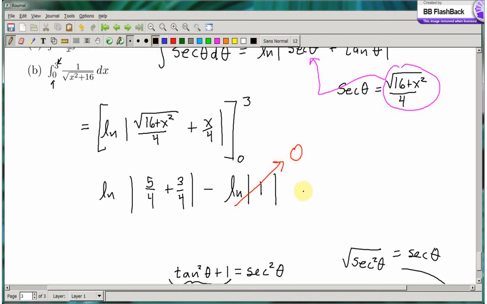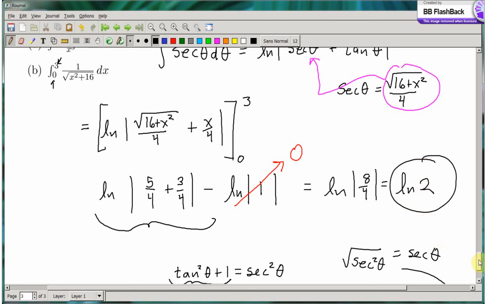So the final answer is just the natural log, just this thing. And if you add 5/4 and 3/4, you get 8/4. And 8/4 is just 2. So natural log 2. That's the final answer. And that took 23.5 minutes. Alright, but we're done, and so that's it.